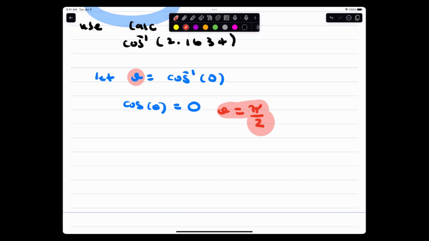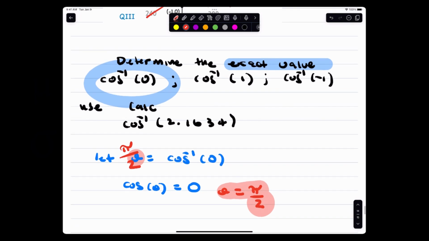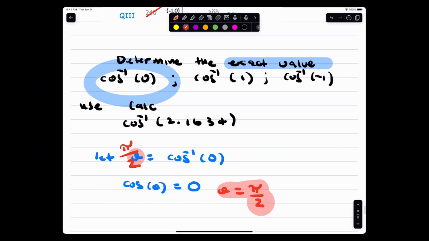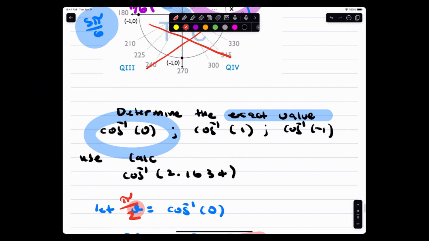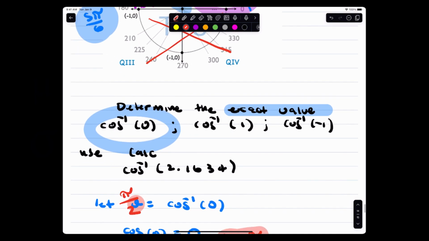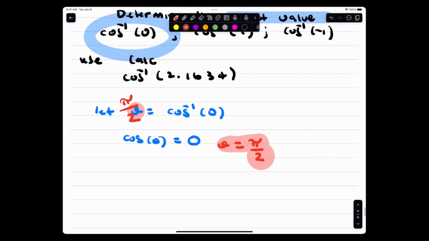Okay, you guys okay? Anybody have any questions on that one? That's how you answer the question. You don't graph it. What are the instructions? It's determine the exact value, and that's the exact value in radians, by the way. This is radians.